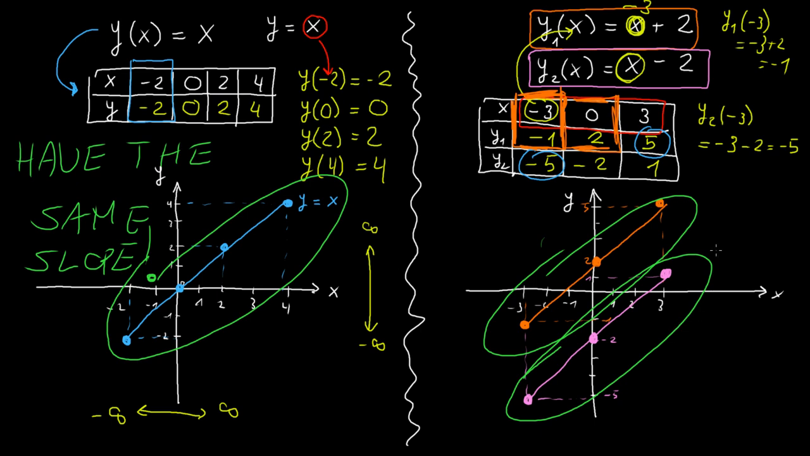And what's the difference? I apologize. The orange line and the pink line are only shifted, only moved upwards or downwards. The orange one is upwards because we have a +2, so it went up. And the pink or purple function is -2, so it shifted down by 2. Okay.